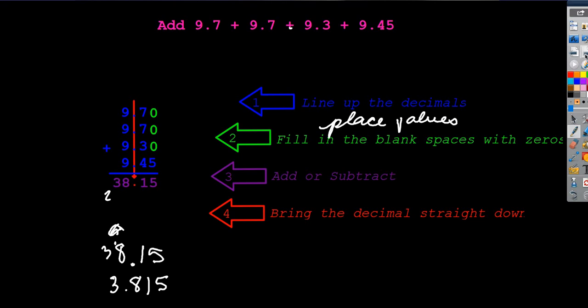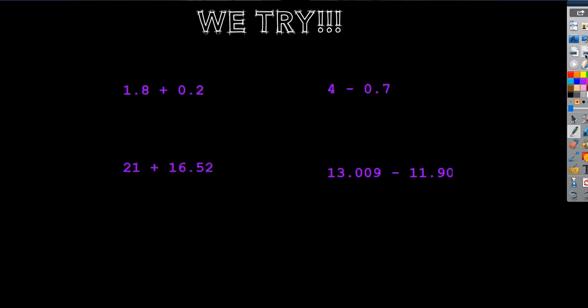All right, so let's go on to some problems and try together. So like we said before, the first thing that we have to do is line up our decimals. For the first one, actually what I'd like you to do for all of them is line up your decimals first and then come back and we'll work through the subtraction and addition. So here you should have had 1 and 8 tenths, and the 8 should have been lined up with the 2. Here you should have had the 21 and the 16 lined up because the decimal goes after the 21.